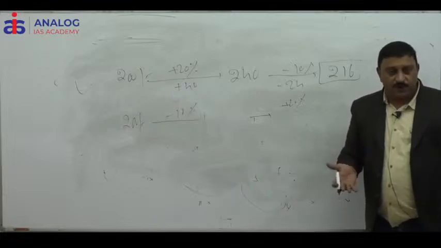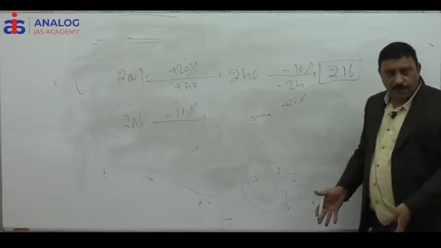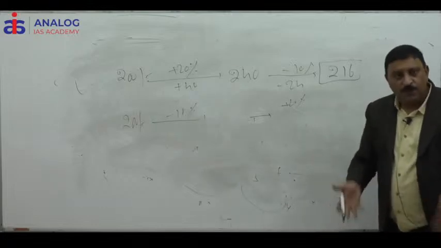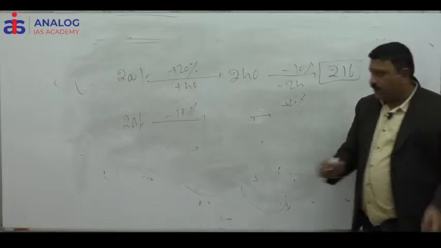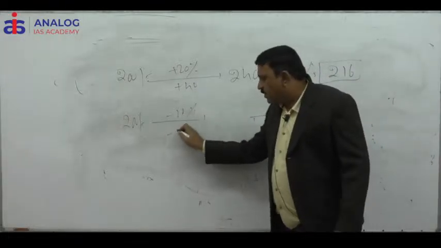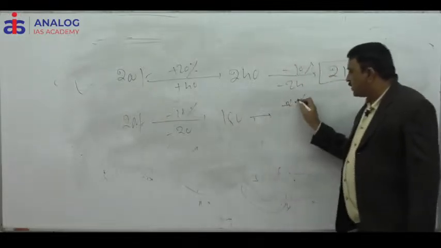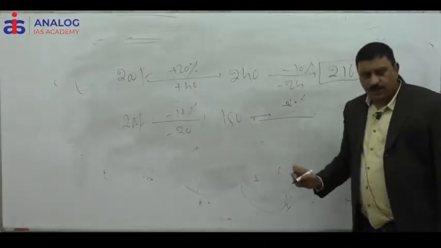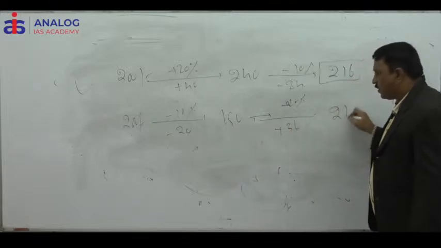There is a problem with you. That is a problem with the shortcuts. It will be the same. The problem of shortcuts is this: 10% removed, how much? 20 is removed. 200 minus 20, 180. 180 plus 20%. What is 20% of 180? 36. Add 180 plus 36, 216.